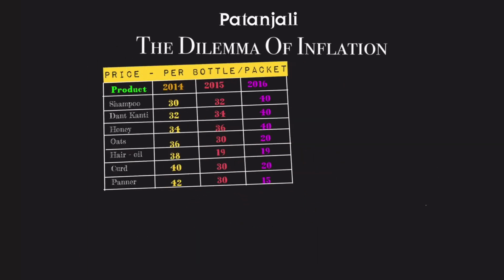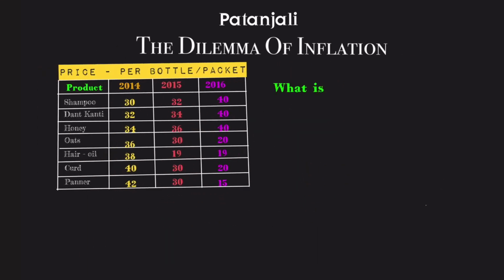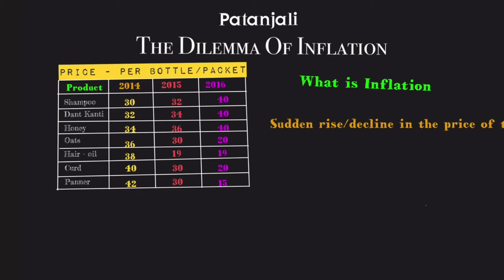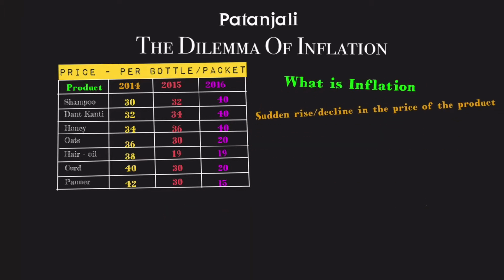Now let us study one more concept of inflation. The dilemma of inflation. We'll study one of the most important rules in percentage by means of this example, which is the product consistency rule. Let us first understand what inflation is. Inflation is nothing but a sudden rise or decline in the price of the product. Decline would be deflation. The rise is called inflation.